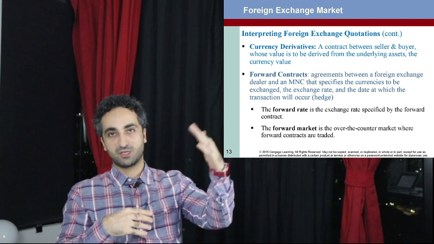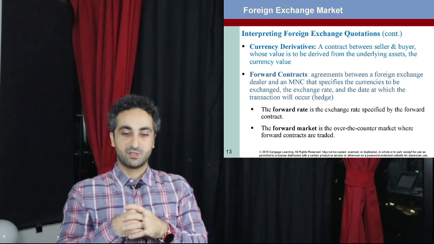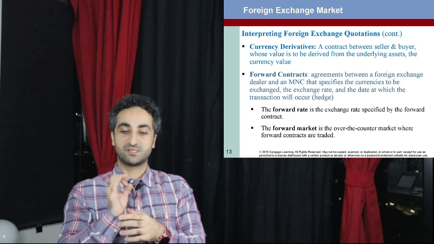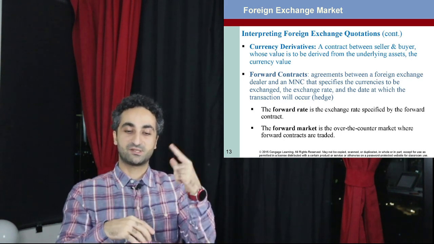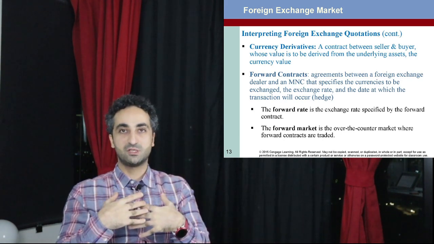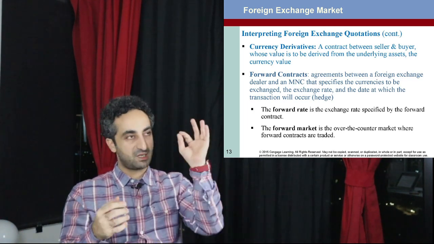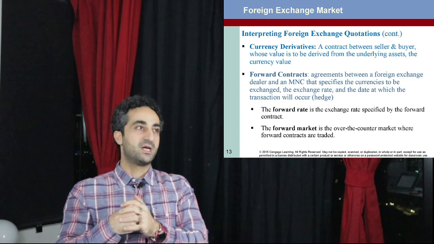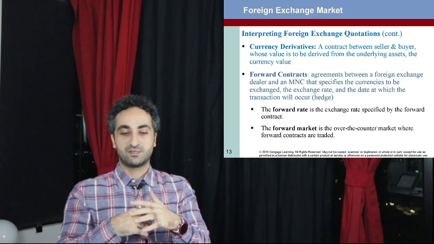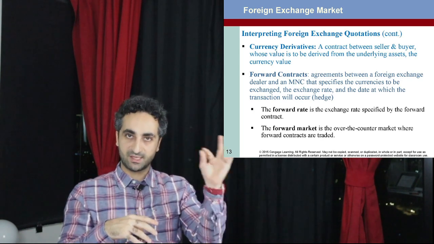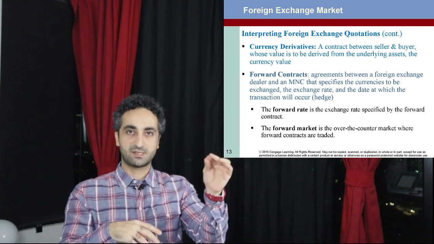Now what about forward contracts? Again, the name indicates forward, in the future. They are agreements between a foreign exchange dealer and an MNC that specify the currencies to be exchanged. So McDonald's needs the Malaysian ringgit, okay? When they know exactly when, at the beginning of next year, they can make a deal to get the exact amount of ringgits on the exact day.